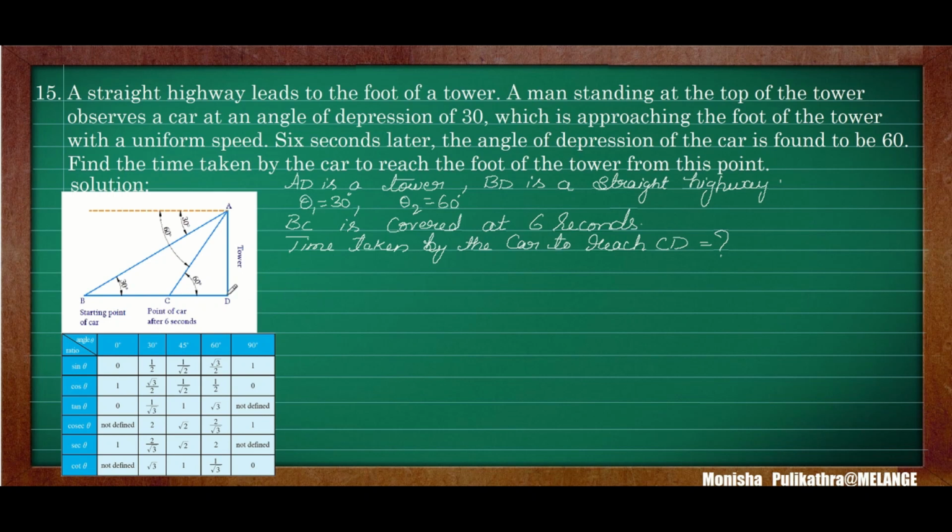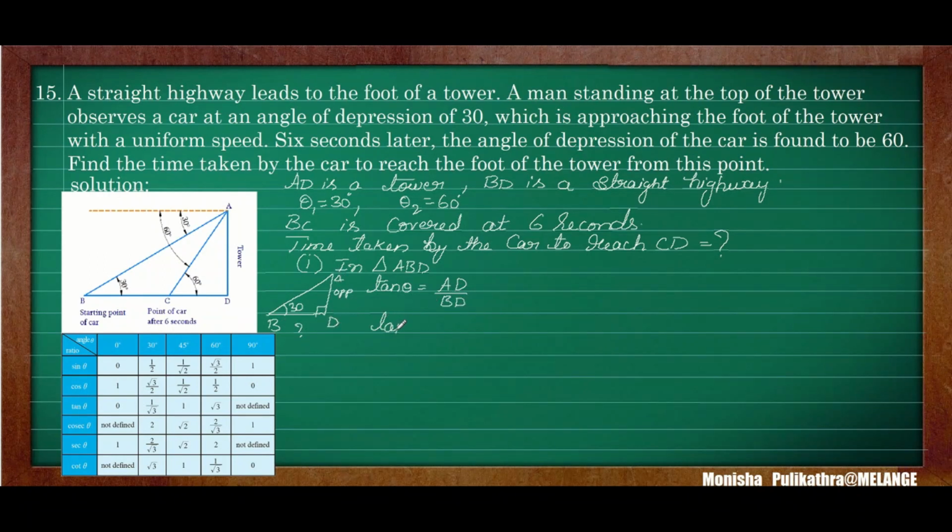So time taken by the car to reach CD position. First I will be taking triangle ABD. Here this is 90 degree and this is 30 degree. So the angle opposite will be the opposite side, and BD we need to find out. This is the adjacent side. So tan theta is equal to AD by BD, that is opposite by adjacent.